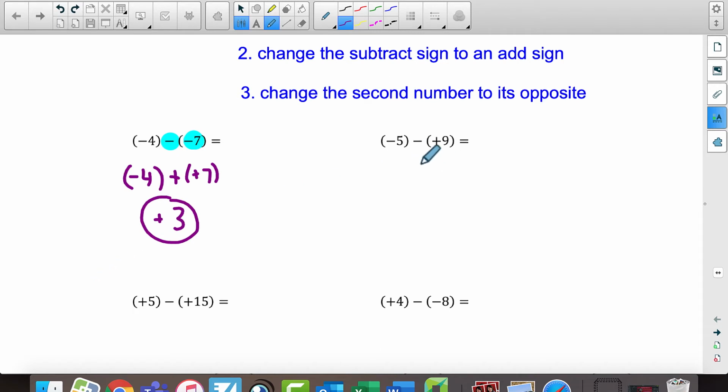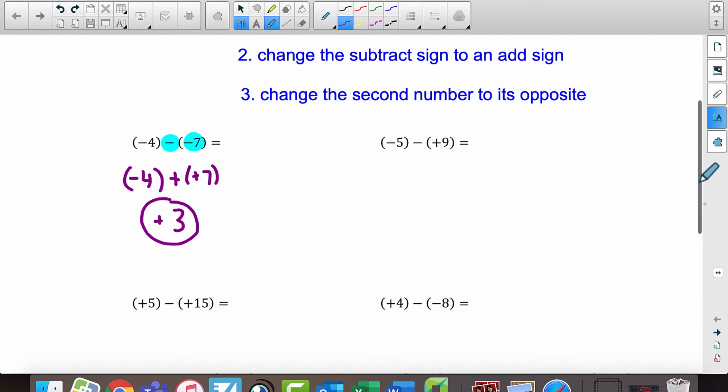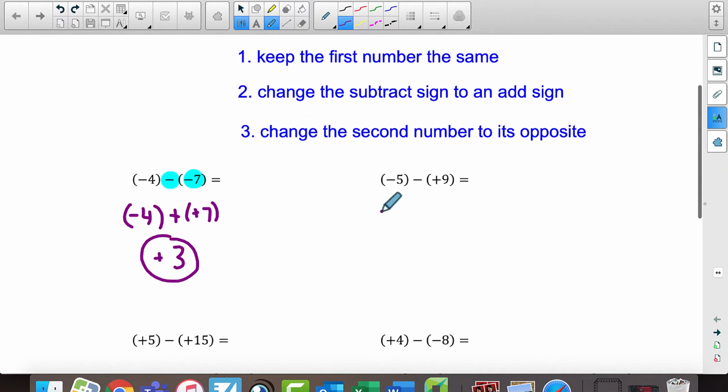Okay, they're all going to be the same. We're going to add the opposite. So remember, you don't do anything to the first number. The first number stays exactly the same, -5. We don't want to subtract, we want to add, but you can only do that if you change the +9 to its opposite, which is -9. Okay, what do you have more of, positives or negatives? Well, they're all negative, so it's definitely going to be negative. Now remember, you have 5 negatives, and you have another 9 negatives.